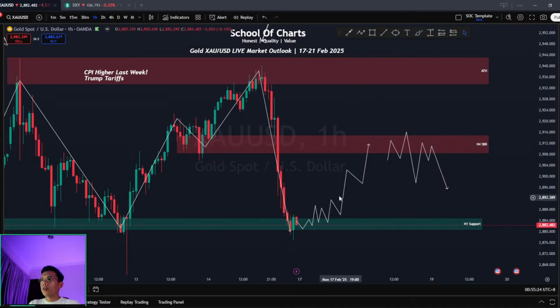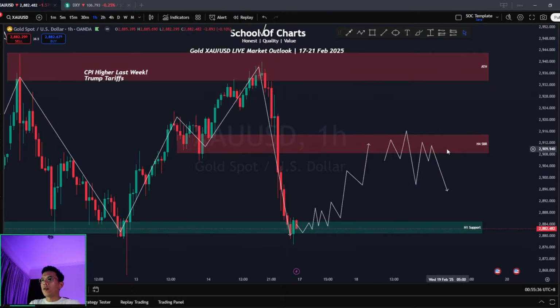If this level holds and price pushes up on Monday, tomorrow, and reaches this level, we will wait here in order to look for opportunities to sell. Okay, that is the first scenario for gold that I'm looking for in the new week, or for tomorrow. This is the first scenario.